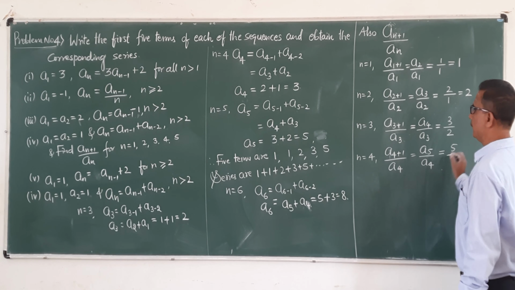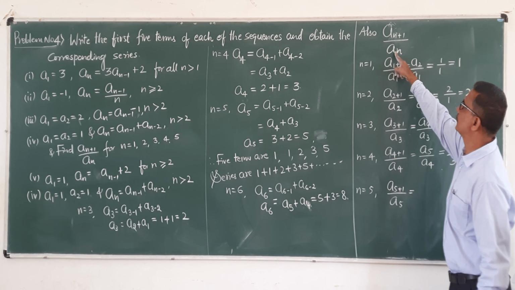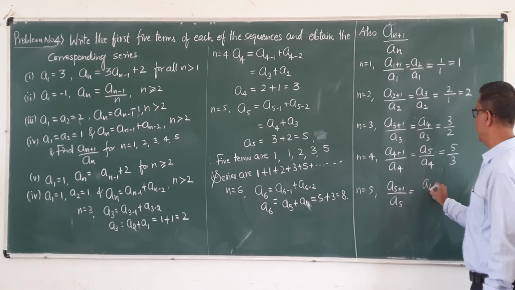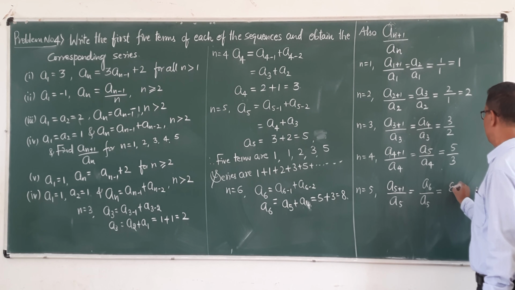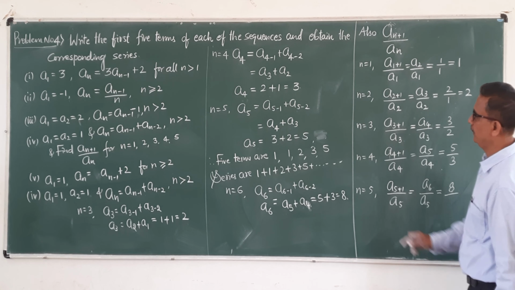Right? And finally, n is equal to 5. a5 plus 1 divided by a5. Put n is equal to 5. That is a6 divided by a5. What is a6? The a6 value is 8, right? The a5 value is 5, so 8 by 5. So the 5 numbers are 1, 2, 3 by 2, 5 by 3, 8 by 5. Yes, friends? Okay. So one more problem.